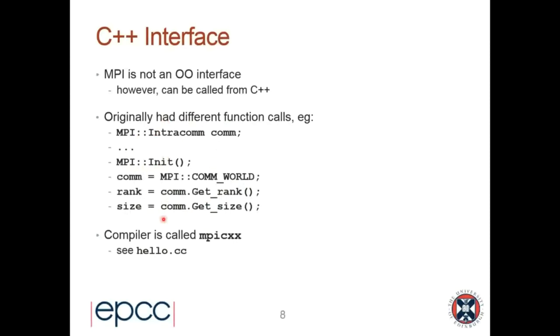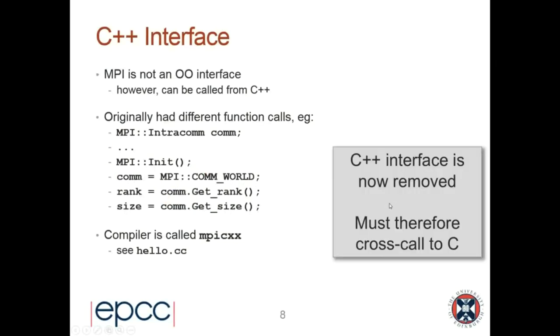The C++ compiler is called MPI CXX, and there's a very simple hello.cc example you can compile. But basically, if you're a C++ programmer, you have to call the MPI functions as if they are C functions. The C++ interface is now removed. You must therefore cross call to C. I think it just became too much effort to maintain the C++ interface, and it is now deprecated. It isn't supported. You may be able to get it to work, but again, I would recommend that you just call the MPI libraries as if they were C functions.